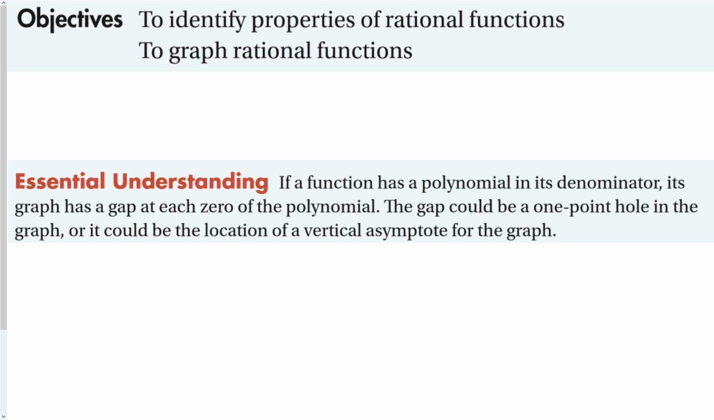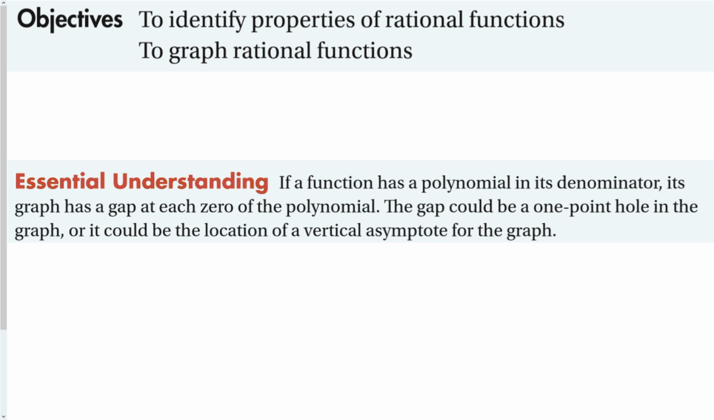What you need to know is that if a function has a polynomial in its numerator or its denominator and the graph has a gap at each zero of the polynomial, the gap could be a 1-point hole in the graph, or it could be the location of a vertical asymptote.